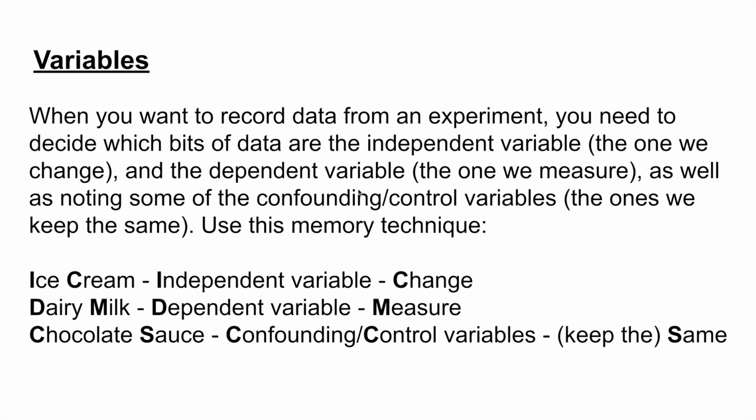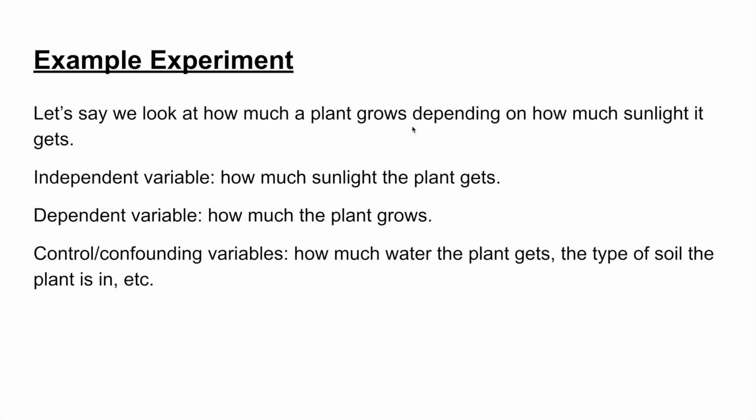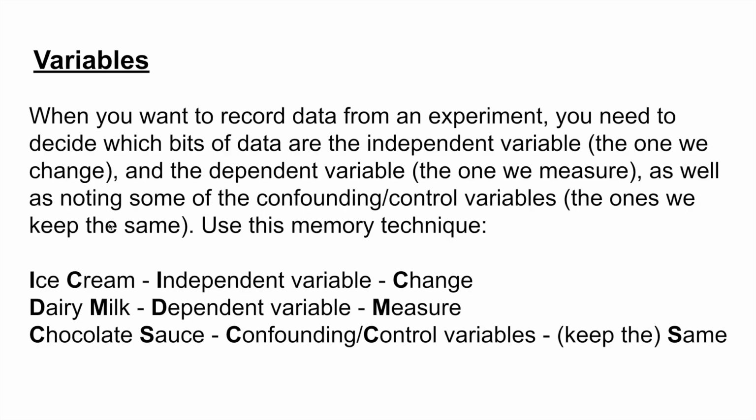When you look at an experiment, there are the independent and dependent variables. Independent variable is one you change, and dependent variable is the one you measure. For example, let's say we look at how much a plant grows, depending on how much sunlight it gets. The amount of sunlight it gets is the independent variable, because you are changing it. And the amount the plant grows is the dependent variable, because it is the one we measure.